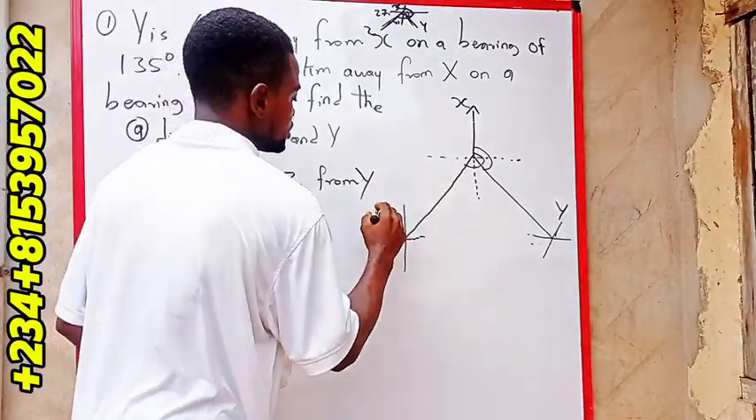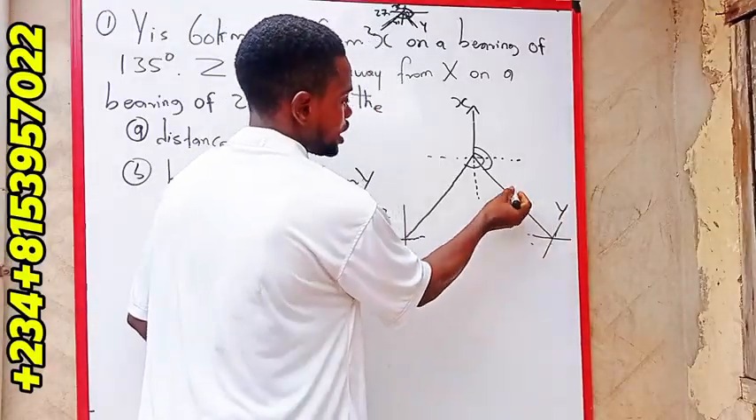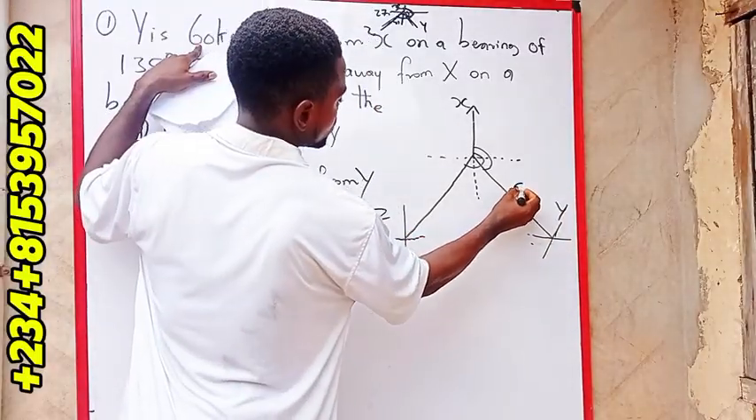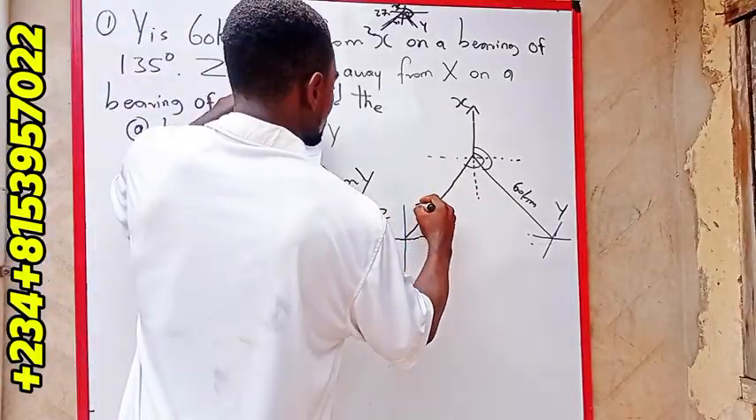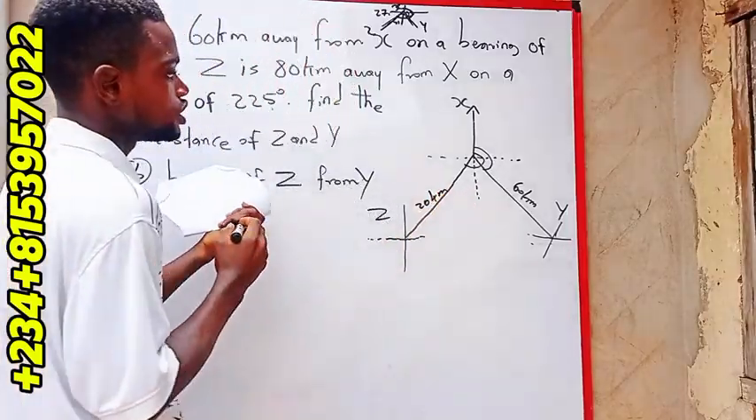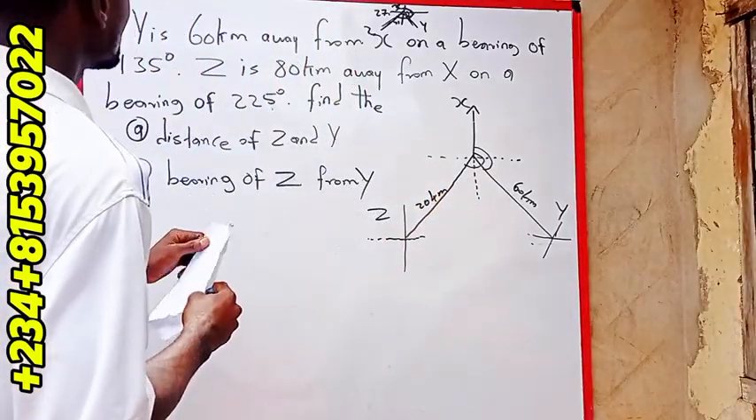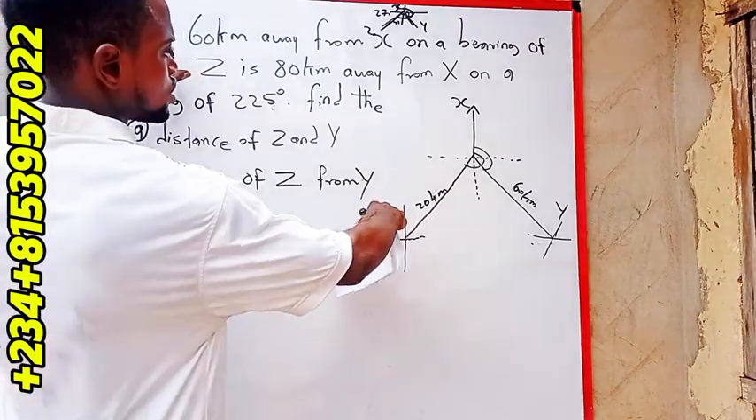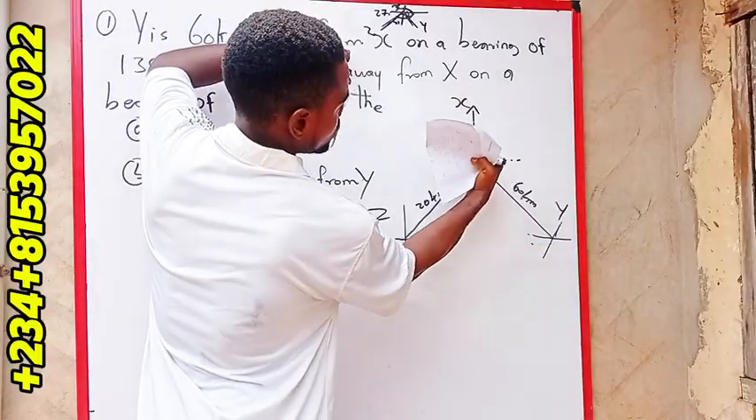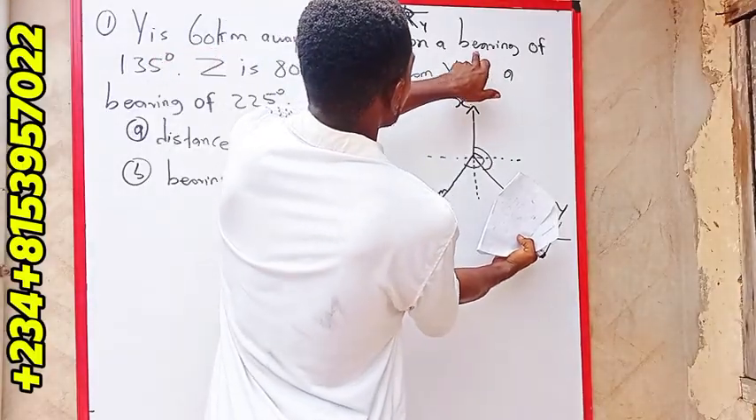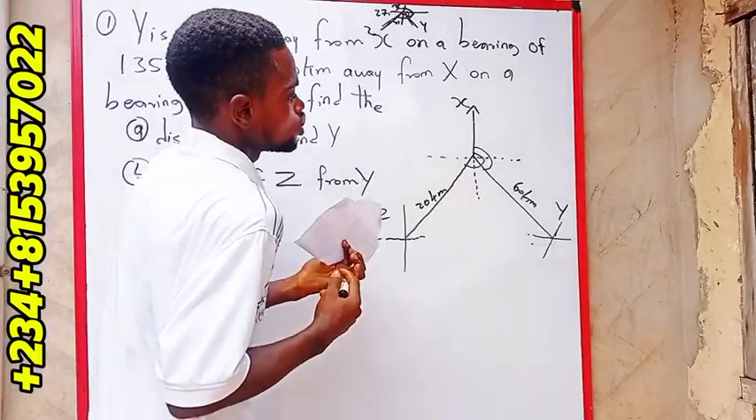This is S, this is Z, and this is Y. Now, this is 60 kilometers. What is the distance of Z? Z is 80 kilometers. Now, let's read the question. It says Y is 60 kilometers away from S, away from S. So this is S, away from S, and on a bearing of 135. So this is the bearing.